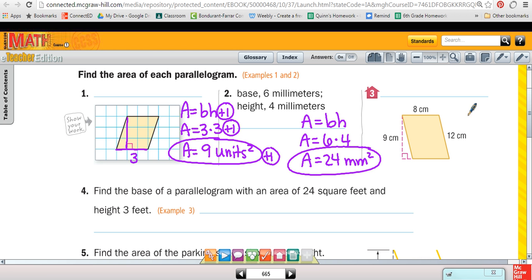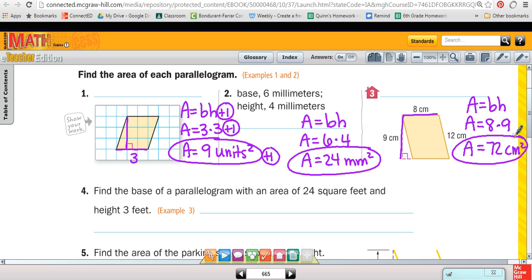Number 3, area equals base times height. Area equals the base, which happens to be here, which is 8, times the height, which is perpendicular, which is 9. So area should equal 72 square centimeters. So 3 points there again.